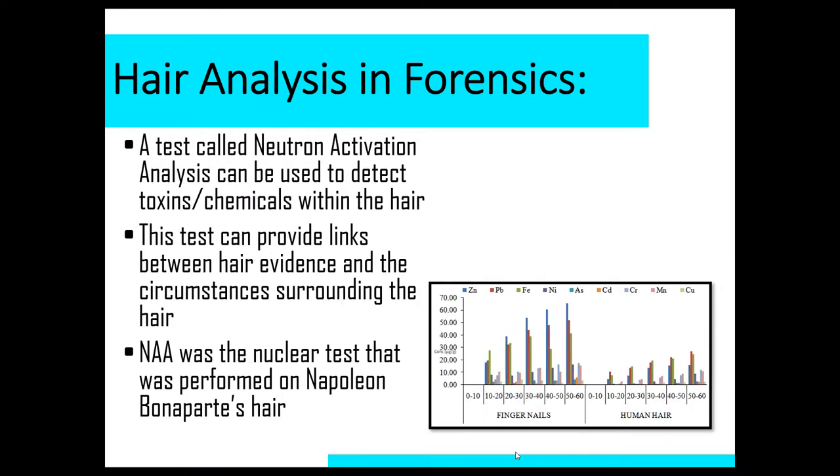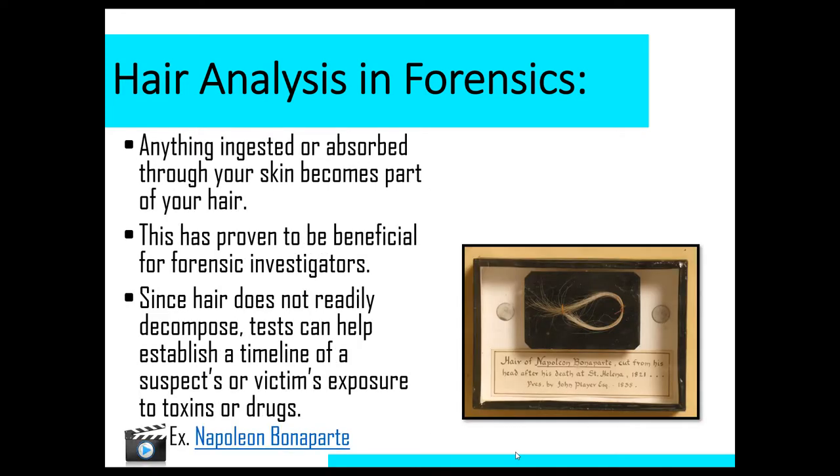So I just mentioned neutron activation analysis, and you might have thought, what in the world is she talking about? So neutron activation analysis is a test. Basically, it is a chemical test that exposes hair to a beam of neutrons in a nuclear reactor. And the purpose of this is to determine the existence and quantities of different trace elements in a hair sample. So this test can actually provide links between hair evidence and the circumstances that may have surrounded the person's death or the hair itself. Neutron activation analysis was the nuclear test that was performed on Napoleon Bonaparte's hair, and helped determine his death.